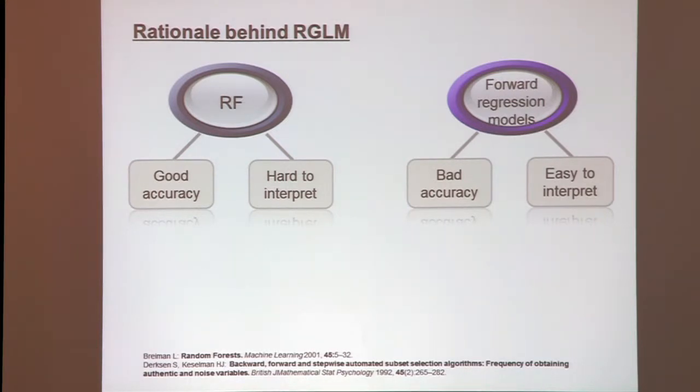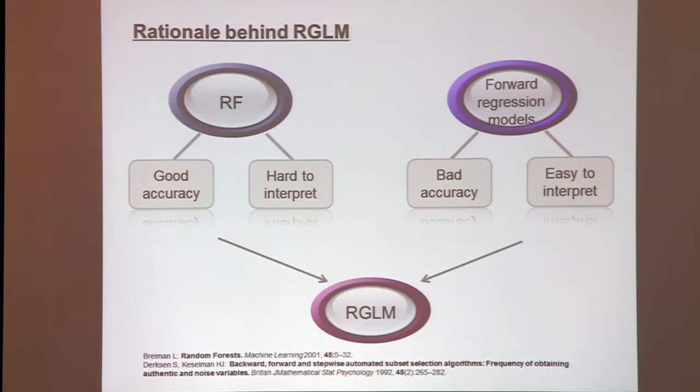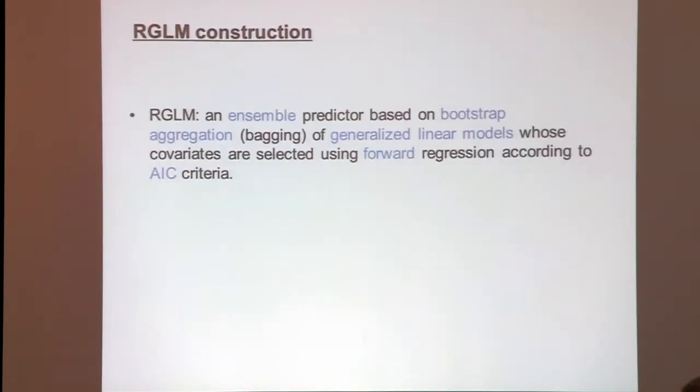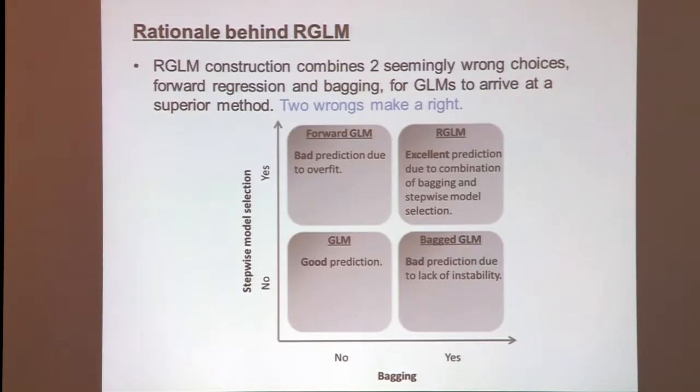So the rationale behind the random generalized linear model predictor is to combine the advantages from both of these approaches, meaning the high accuracy of the random forest predictor, but also getting the easy interpretability from a forward selected method. So let me describe the random GLM construction. The random GLM is an ensemble predictor based on bootstrap aggregating these generalized linear models, but there are certain tweaks to the construction. For example, it makes use of forward variable selection, okay?